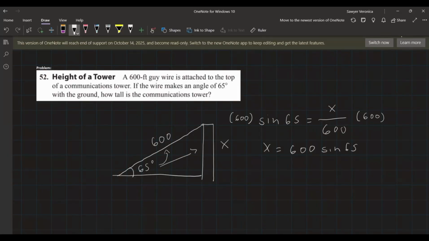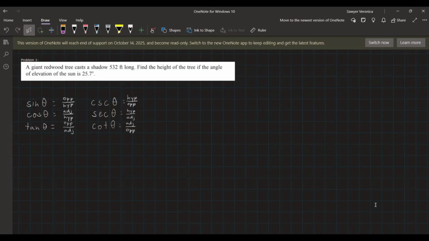And then we just plug this in again. 600 times sine 65. This is approximately 543.78 feet. And that's it. Let's try a different problem.